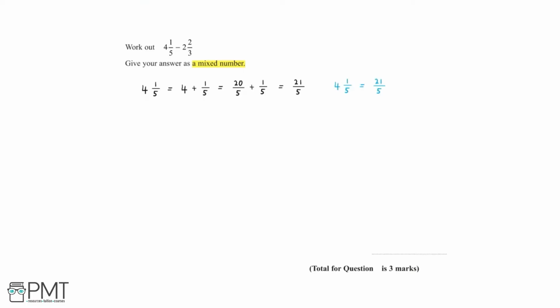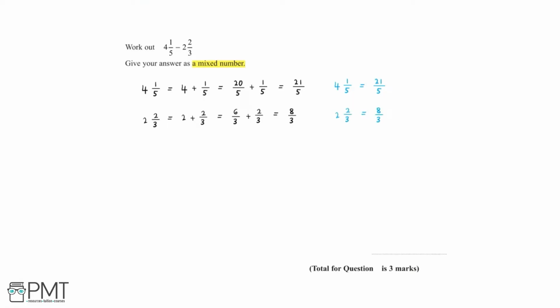Now we can do the same with 2 2/3. 2 2/3 can be written as 2 plus 2/3. Now to write 2 as a fraction with a denominator of 3, we can say that 2 is equal to 6/3, because 6 divided by 3 is equal to 2. And so 2 plus 2/3 is equivalent to 6/3 plus 2/3, which is equal to 8/3. And so we found that 2 2/3 written as an improper fraction is equal to 8/3.